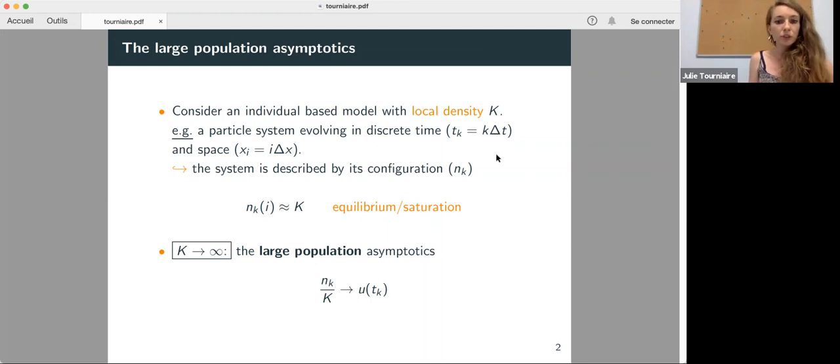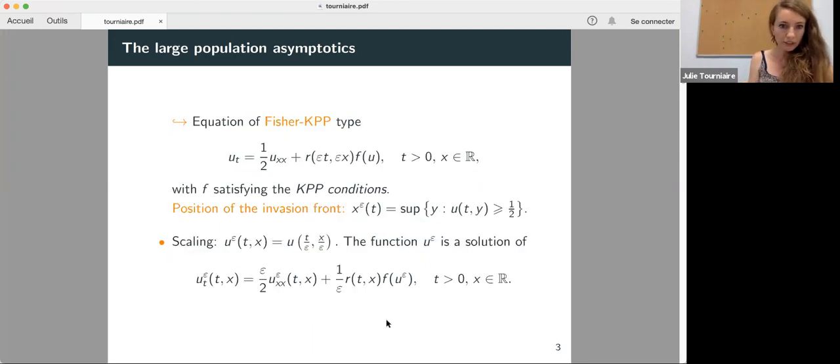The large population asymptotics consists in taking the limit K tends to infinity in this model. We weight all the individuals by 1 over K, and we consider the limit as K tends to infinity. If we also let delta t and delta x tend to 0, we get that n_k over K converges to a certain density, and we will be interested in the densities that are solutions of a Fisher-KPP type equation.